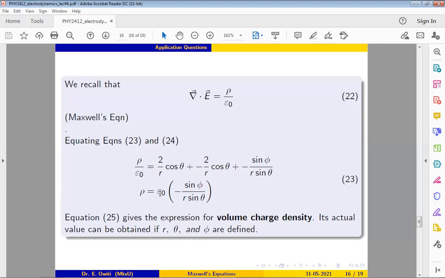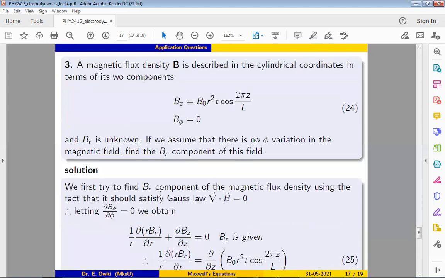Okay, so that's another application. Then let's look at example number 3. A magnetic flux B is described in the cylindrical coordinate system in terms of its two components. So we have been given the z component and the phi component. BR is unknown. That is, the first component is not known. If we assume that there is no phi variation in the magnetic field, find the BR component of this field. It's a very interesting question.